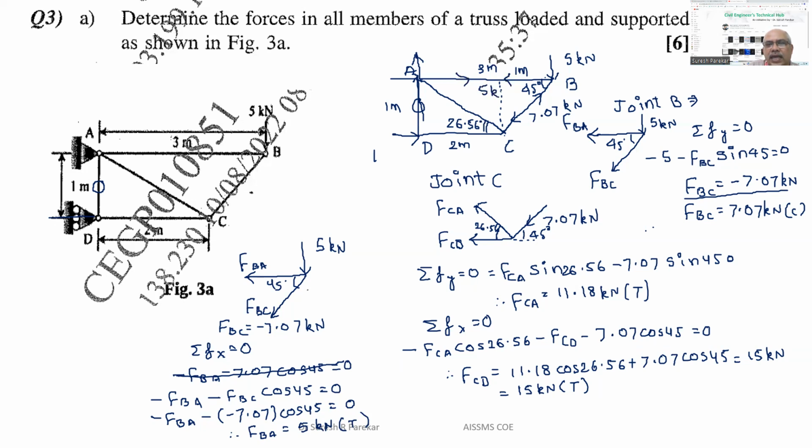You have to show in the diagram in examination. FCA we got tensile 11.18. So this is also 11.18 tensile. And FCD we have 15 kilonewton tensile. So we have this as 15 kilonewton tensile. So all these forces you have to show in the diagram in examination.